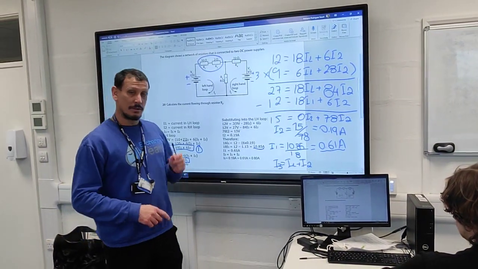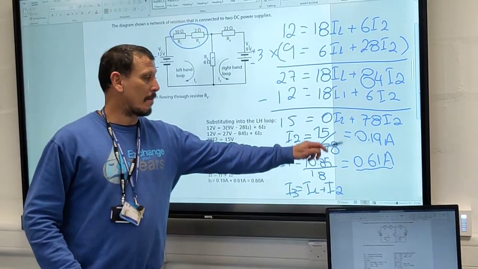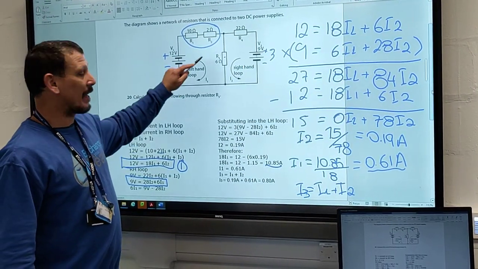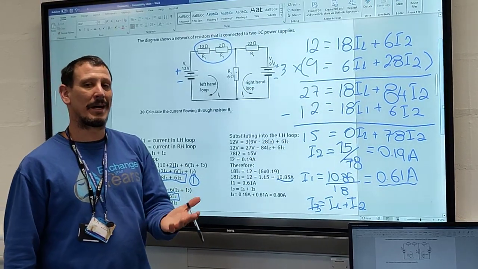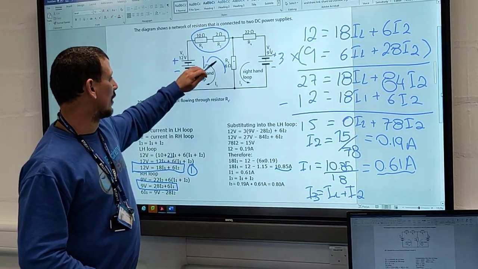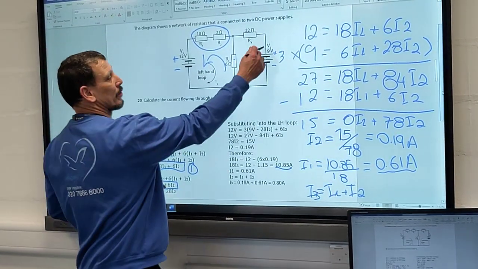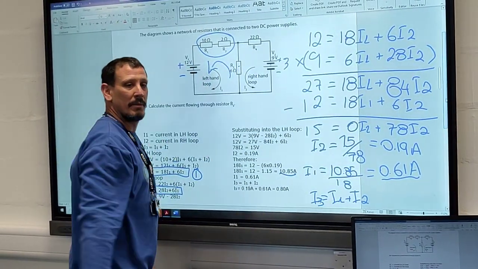Now, one thing that you need to notice: if any of these values were negative, then you would understand that the direction we chose to analyze the circuit was wrong. There's no such thing as a negative current, it's always going to be positive. So you just correct that and say, okay, the direction of current is going that way instead. It could be that this power source was powering both this resistor and charging this other power source.